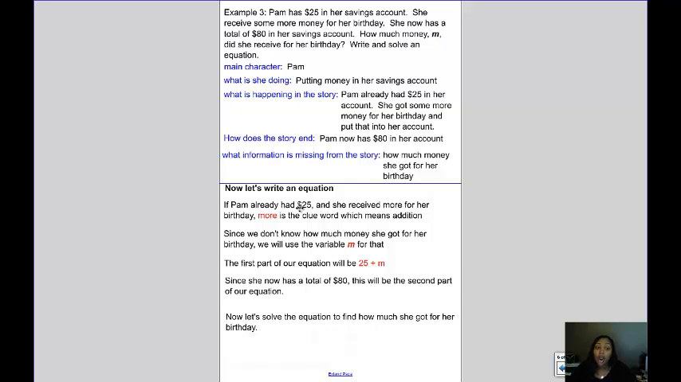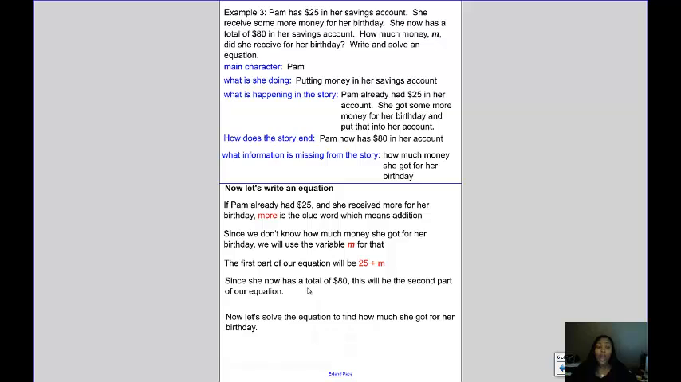So if Pam already had $25 and then she received more for her birthday, more would be the clue word, and that would be a clue word for addition. And since we don't know how much money she got for her birthday, we're going to use a variable for that. And it tells us in the problem to use the variable M to represent the amount of money she got for her birthday. So we know that she's going to take the $25 she already had and she's going to add to it the money she earned for her birthday. So the first part of our equation will be 25 plus M.